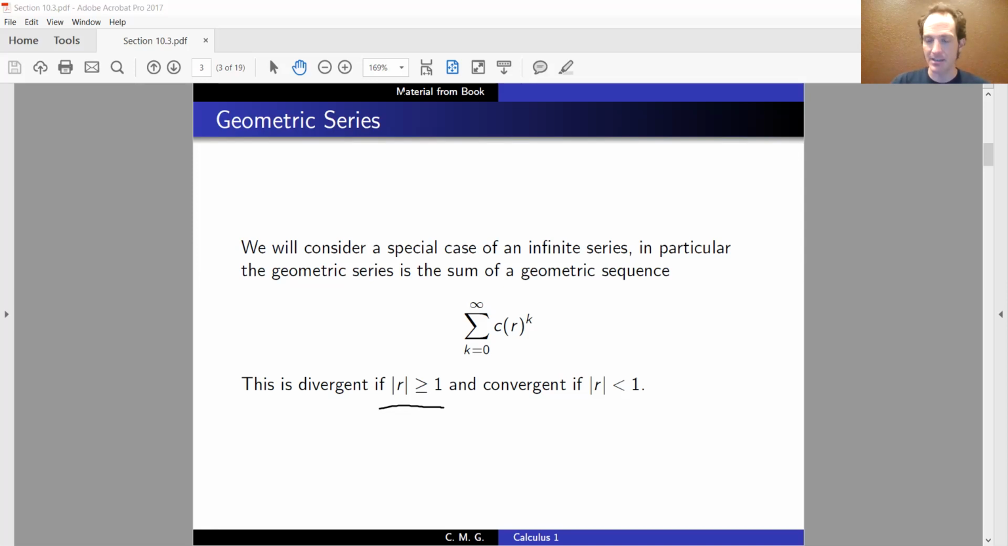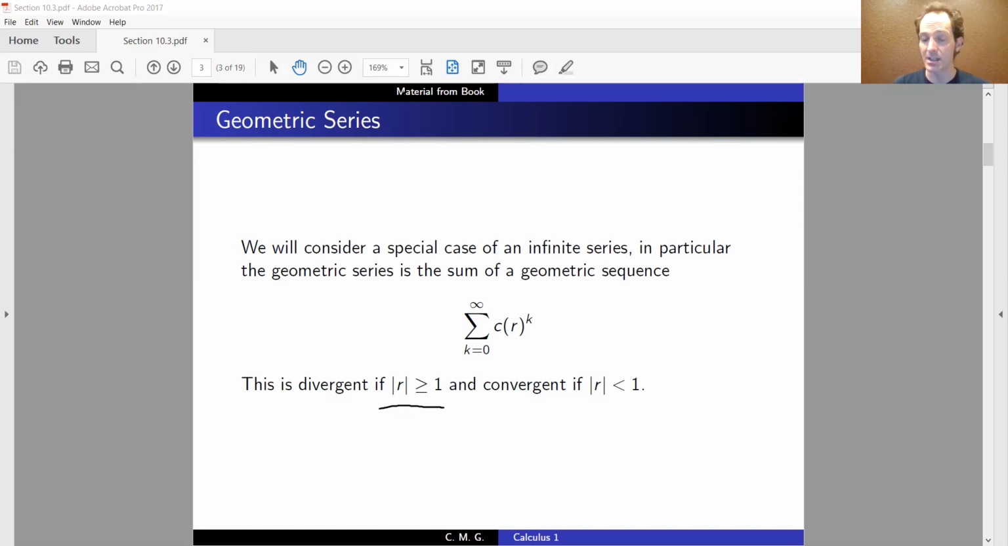It just ends up being the same, or it bounces between two values if r is -1. It bounces between positive and negative c, so it goes c, then it goes to 0, then it goes c, then 0, c, 0, c, 0. So you're adding c minus c, c minus c. So far, r bigger than or equal to 1 is divergent. It's not going to go anywhere.